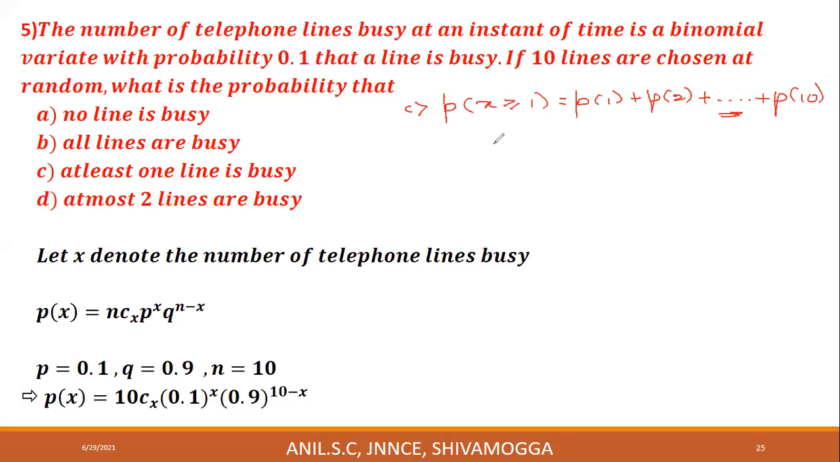Therefore, we use P plus Q is equal to 1. P plus Q is equal to 1 means P is equal to 1 minus Q. We use this. P when X is greater than or equal to 1 is equal to 1 minus P. If this is P, then what is Q?